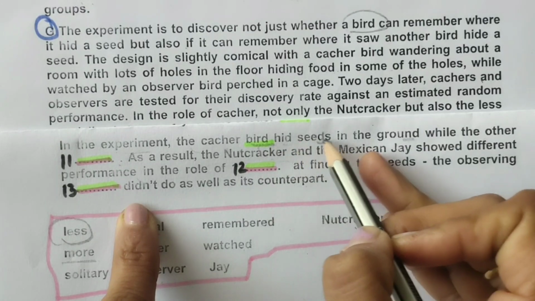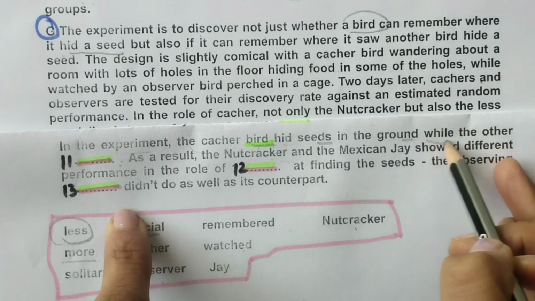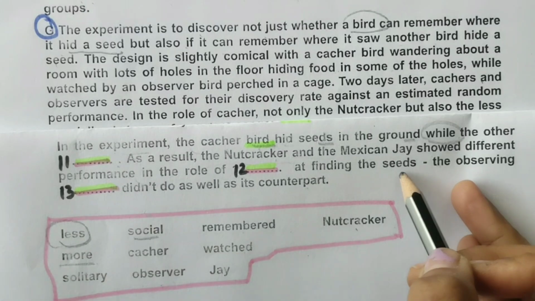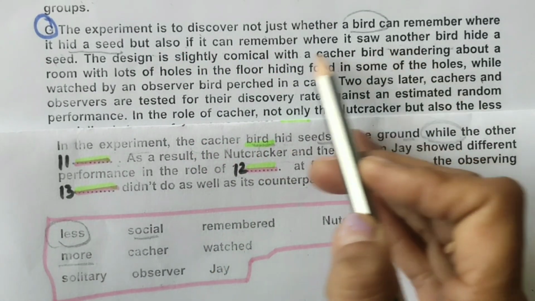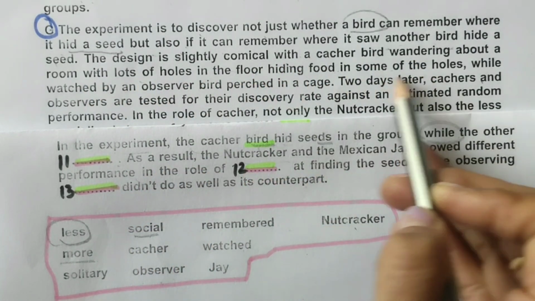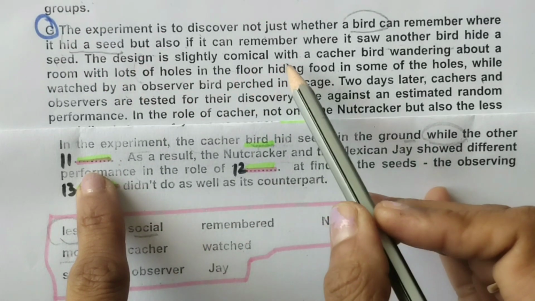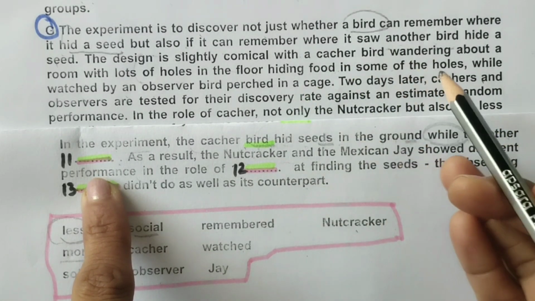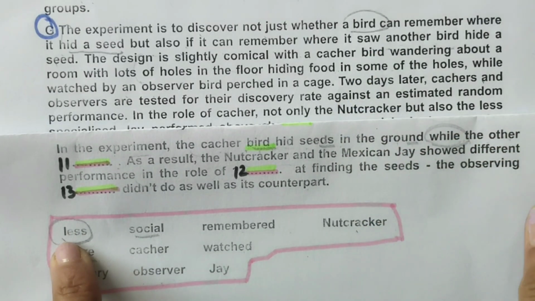The catcher bird hides seeds in the ground to discover not just whether a bird can remember where it hid a seed, but also, see this, it can remember where it saw another bird hide a seed, while the other. They have started the sentence from here, but how have they expanded? The catcher bird hides seeds in the ground while the other bird had done that it can remember where it saw another bird hide a seed. So, "so" is given.